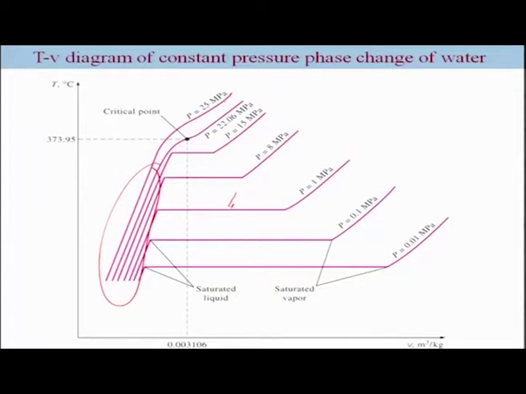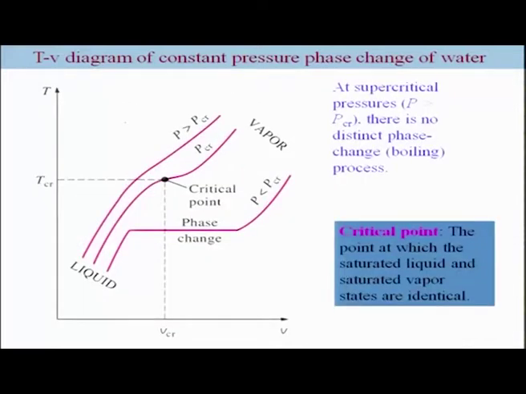For water the critical pressure is 22.06 MPa, the critical volume is 0.003106 meter cube per kg, and the critical temperature is 373.95 degrees Celsius. This is nothing but an inflection point, which means the first derivative and second derivative of this curve are going to be 0. This can be further explained here in a simpler form.